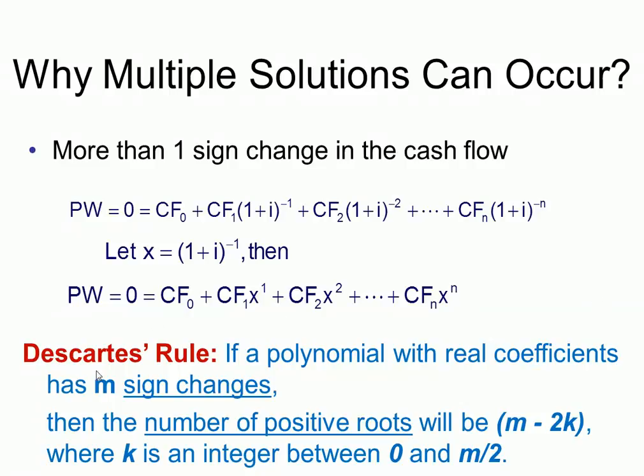Notice that if we had m equals 1 in this case, then it would be 1 minus 0, because k is an integer between 0 and 1 over 2, so the only integer available is 0. So we would have a single positive root when there's only one single sign change. But for multiple sign changes, we could have multiple number of roots.